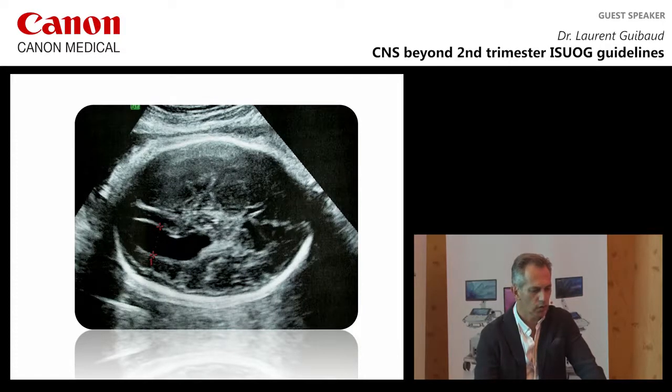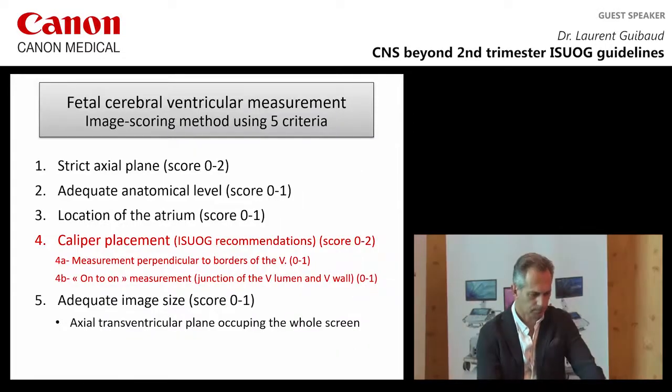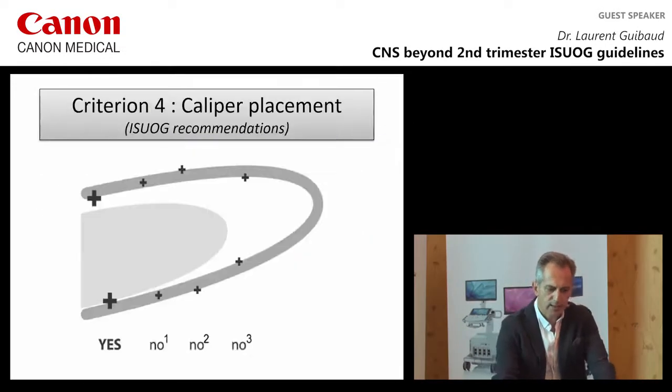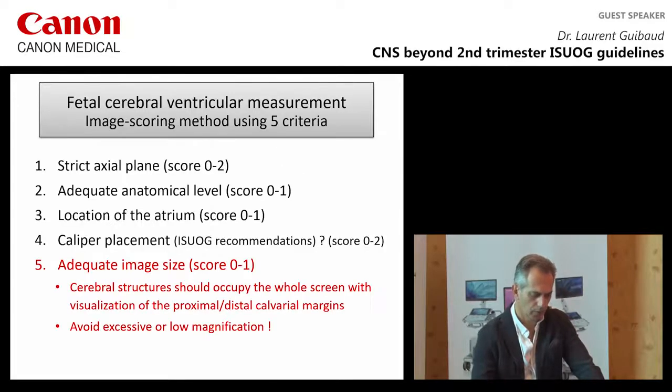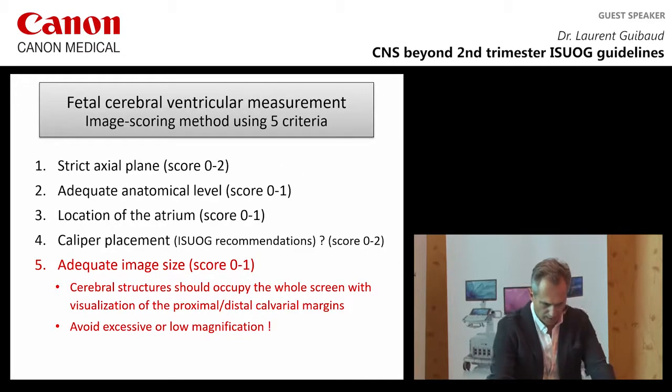And if you measure properly, this patient has no ventriculomegaly at all. How to place the calipers? The calipers should be placed on to on, so you don't include the wall. They should be orthogonal to the wall of the ventricle, not orthogonal to the midline, but orthogonal to the wall, on to on. And you should have adequate image size.